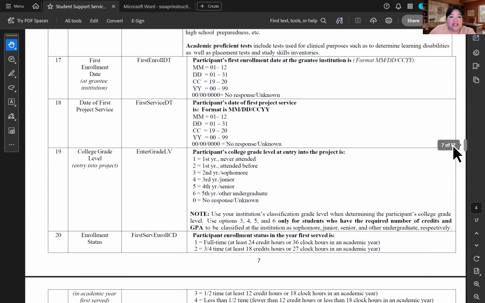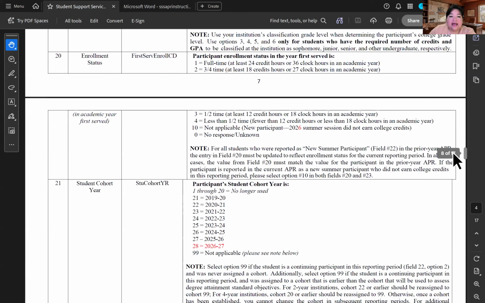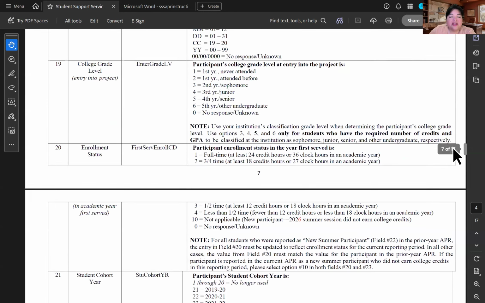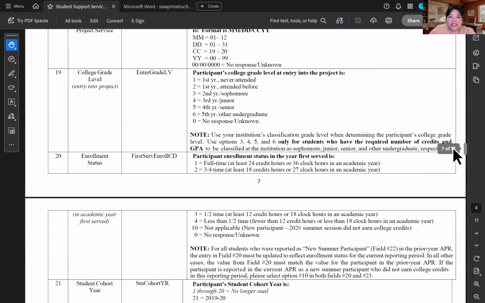All right. So data for service, we talked about that. Let me talk a little bit about field 20. Field 20, just like field 19, is to be answered when a student is brand new. If it's brand new to the project in 25-26, you will have to answer 19 because it's their grade level upon entry into the project. 20 is asking how many hours they were enrolled in by the end of their first academic year served. So it's not asking how many hours they are enrolled in the semester they were selected.